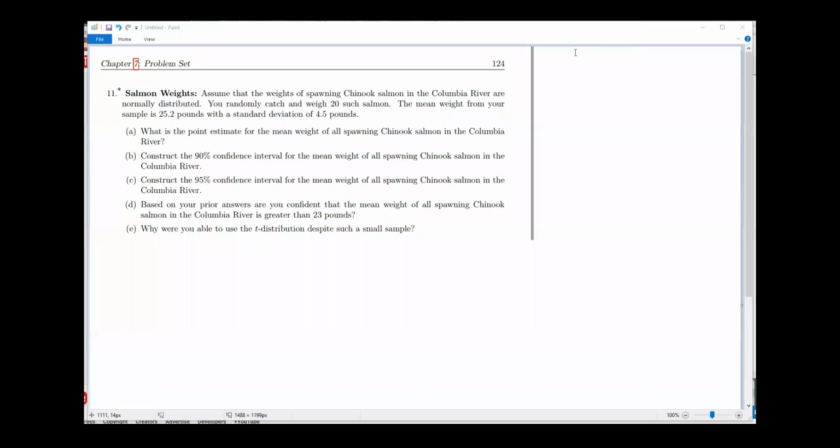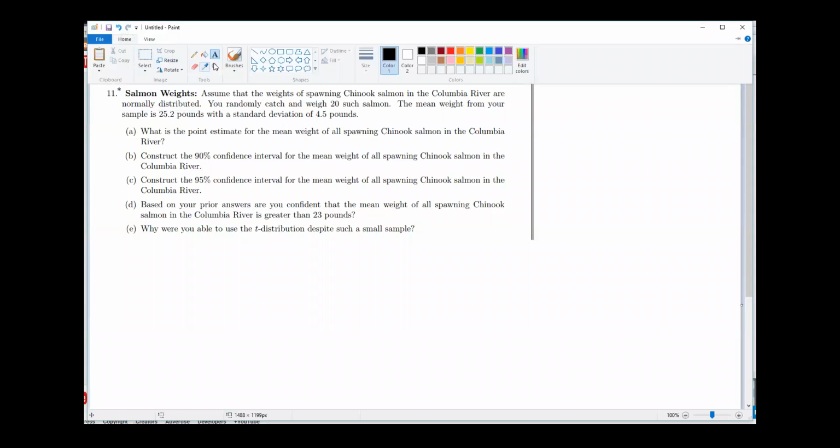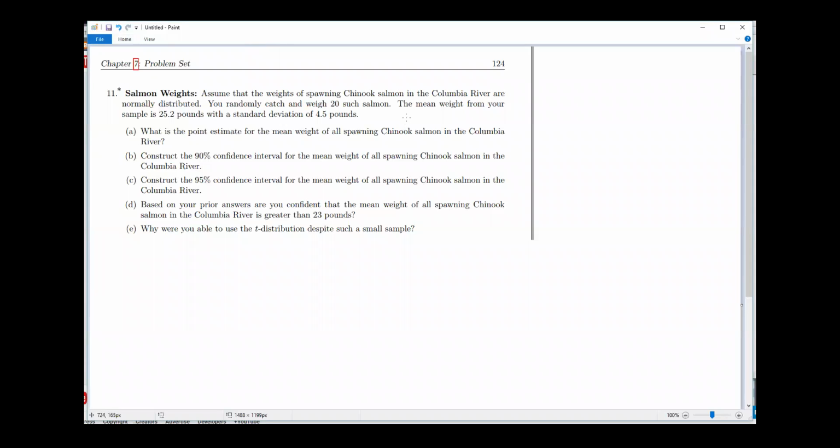So here's the problem from the book that corresponds to that problem out of WebAssign. What I'm noticing about this problem is that I'm not told the population standard deviation. I'm told the mean weight from the sample, so that's X bar, X bar equals 25.2 pounds, and the standard deviation from the sample, S, is 4.5. Since this is a sample mean situation when we don't know the population standard deviation, we have to use the t-distribution to do this.